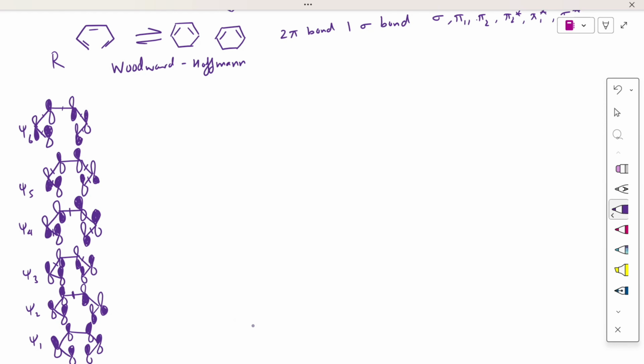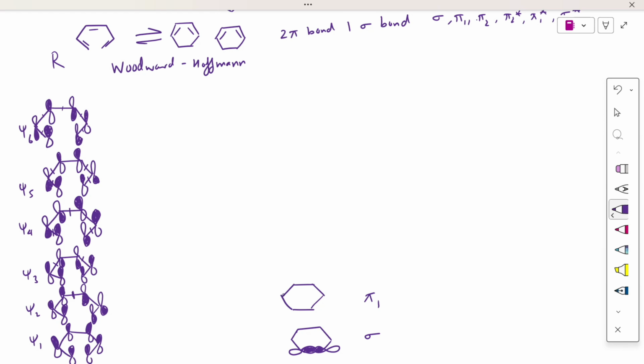So next the cyclized product. A sigma bond forms. So the bonding orbital will have the perfect overlap. So this will be a sigma. Next comes the pi 1. So this is your sigma. This is your pi 1.